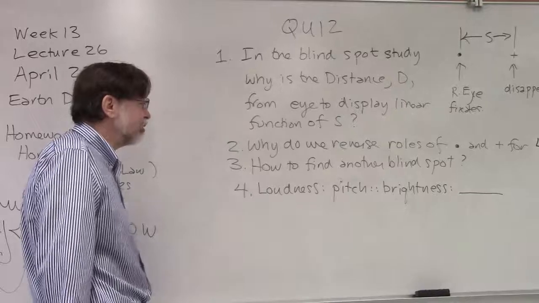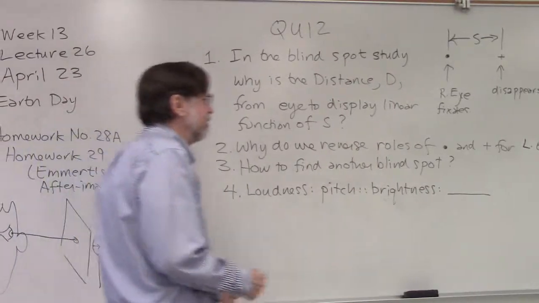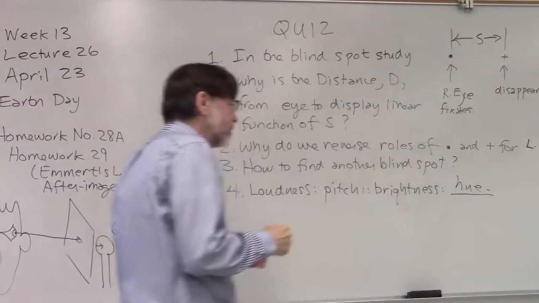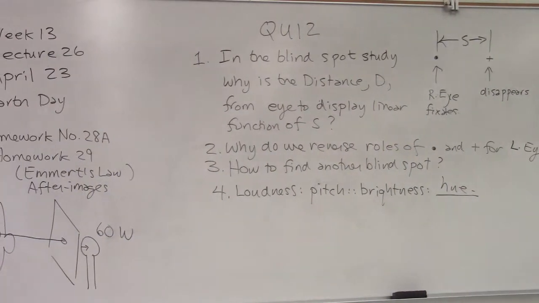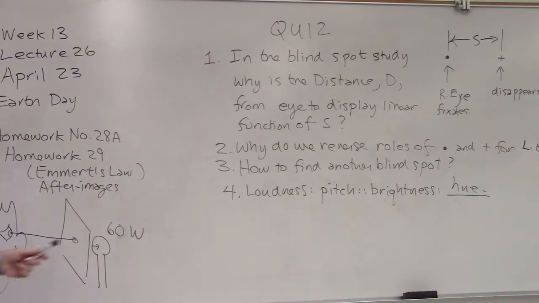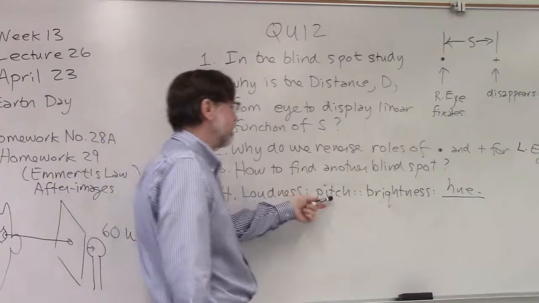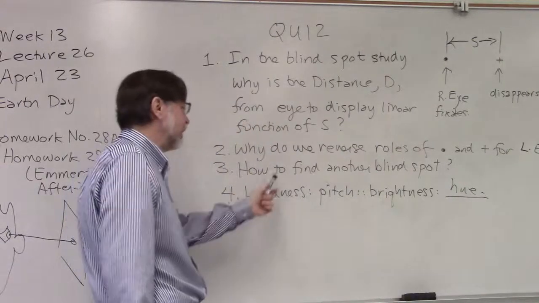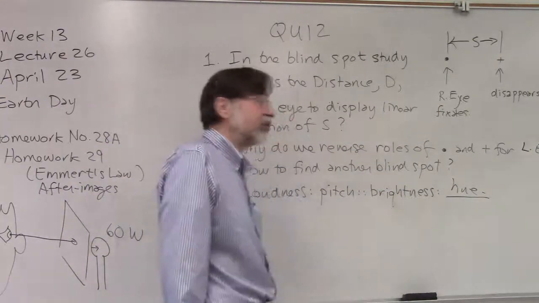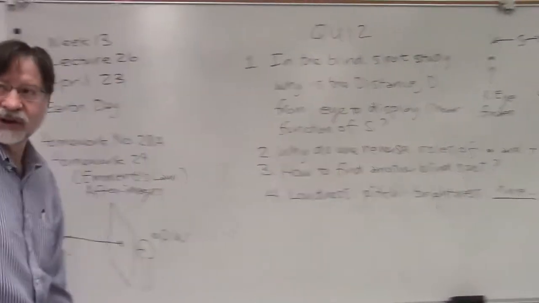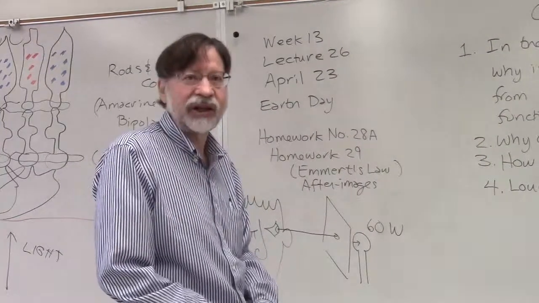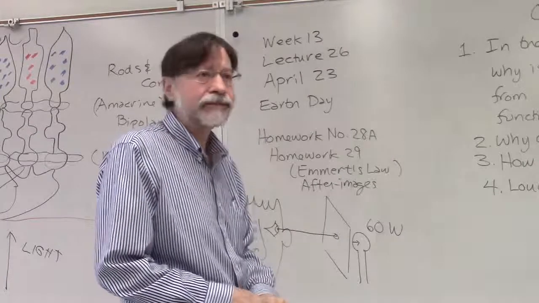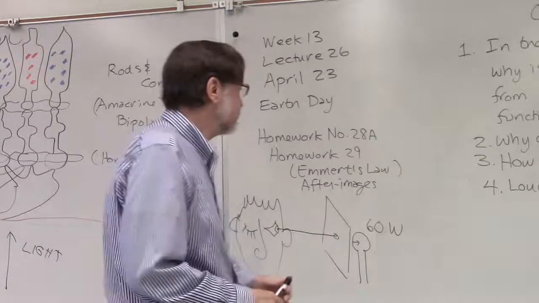All right, loudness is to pitch as brightness is to hue. So you want to get those kinds of analogies: wavelength is to pitch as wavelength is to hue, or amplitude is to loudness as amplitude is to brightness, or there's a whole lot of analogies you could make from that table that I gave you last time. Any questions about the quiz? All right, or the homework?